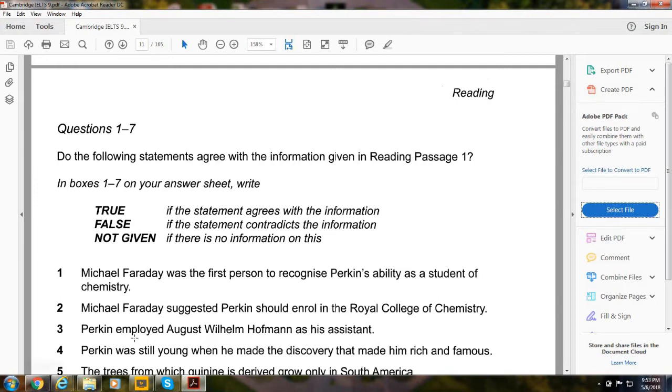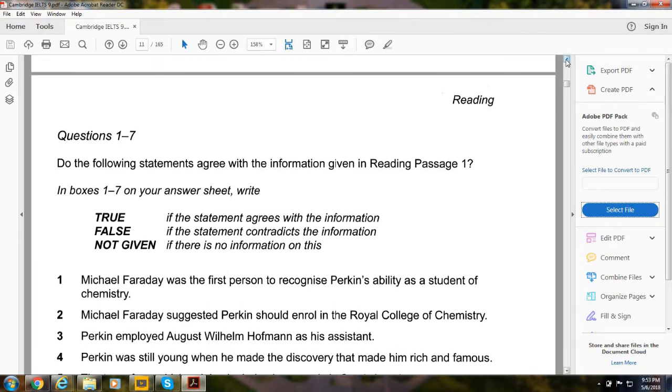And the next question: Michael Faraday suggested Perkins should enroll in the Royal College of Chemistry. Now what you have to do this time is use the same technique. Michael Faraday suggested Perkins enroll in the Royal College of Chemistry. You have to take the Royal College of Chemistry, Michael Faraday, and suggested Perkins enrollment. You need to try to find all of these within one sentence.